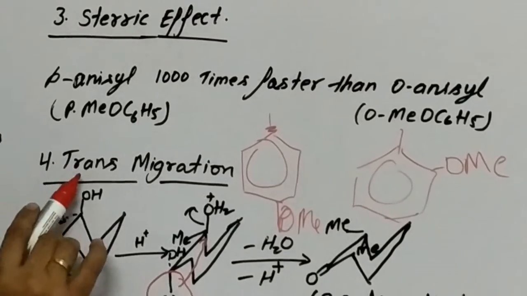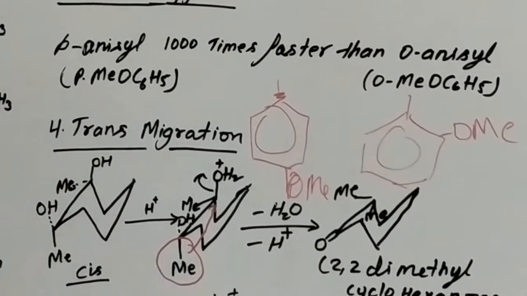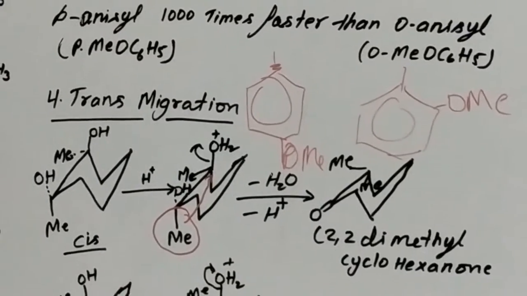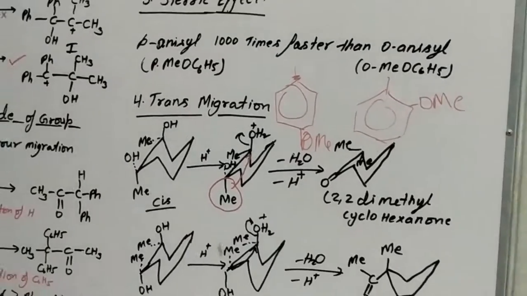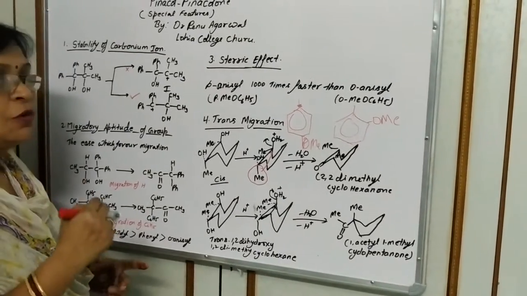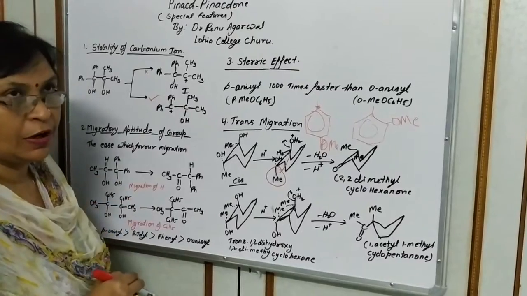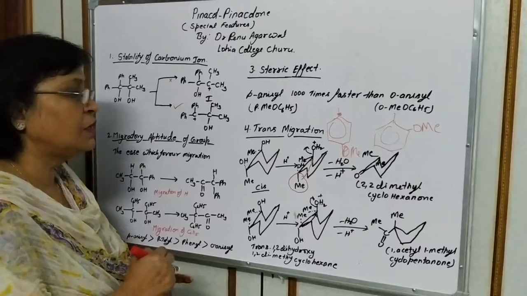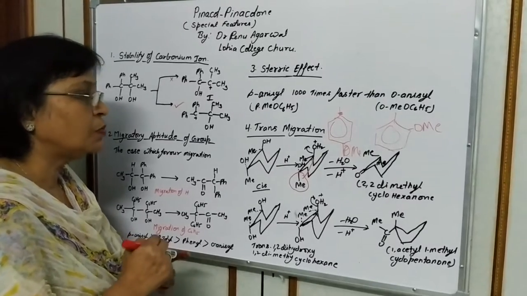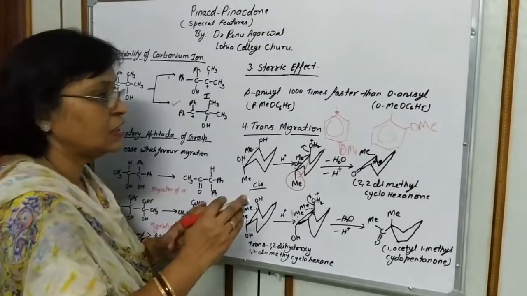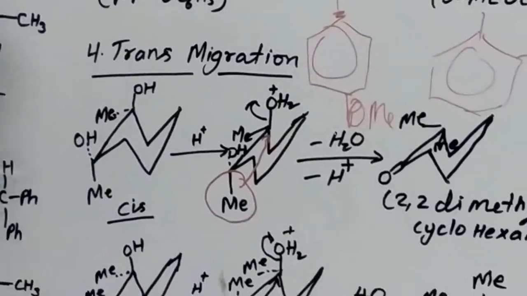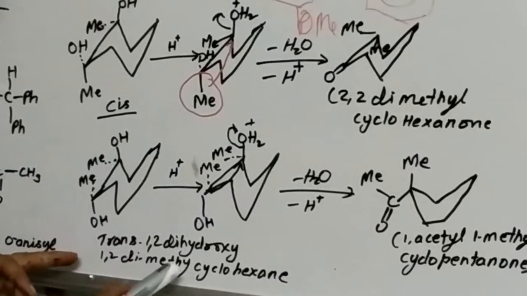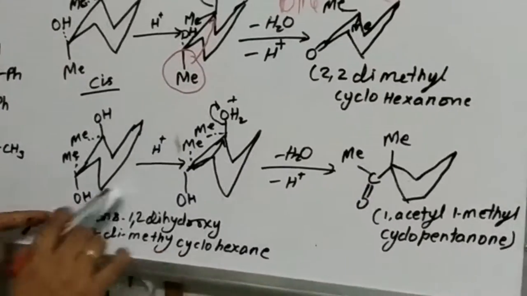Last is transmigration. What is transmigration? Whenever the OH group is removed, then any group that migrates to that carbonium ion will be the group which is at the trans position. The beautiful example of this is 1,2-dihydroxy-1,2-dimethyl cyclohexane. This is the compound.